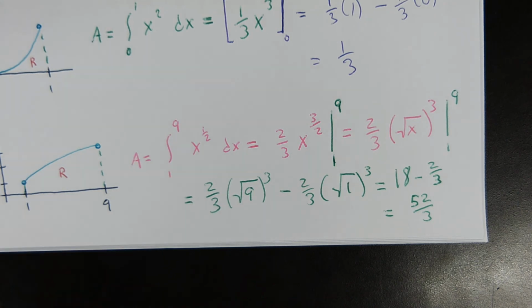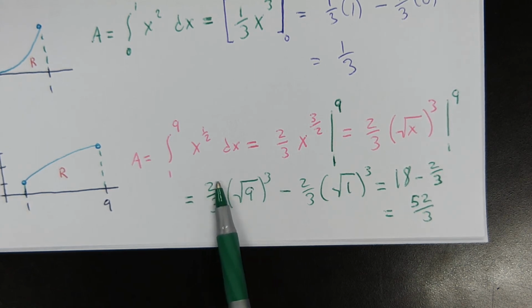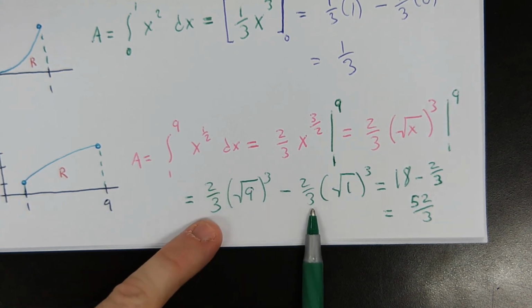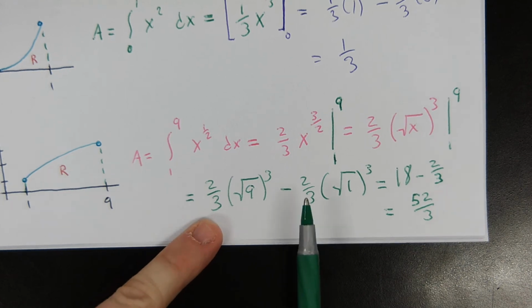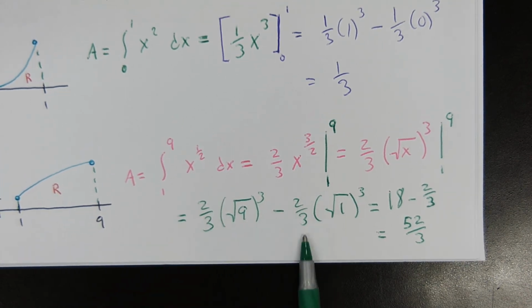Oh, you know what? That was stupid. We should have just left it right here. 27 times 2 is 54, because we should have seen common denominator. Worked way too hard. So this would have been 54 over 3 minus 2 over 3. That was the smarter way to do that. I didn't even catch it.